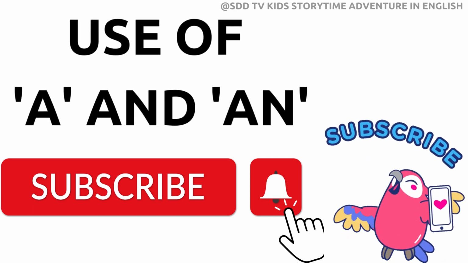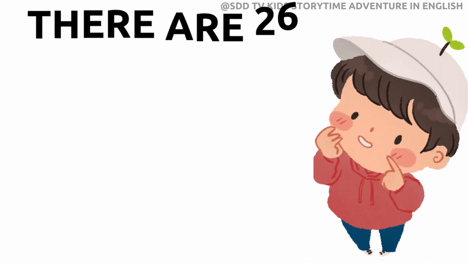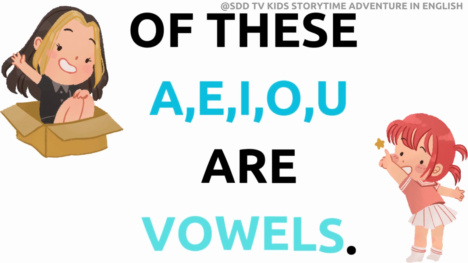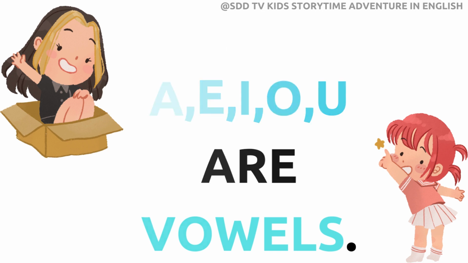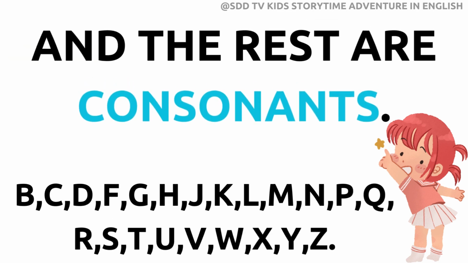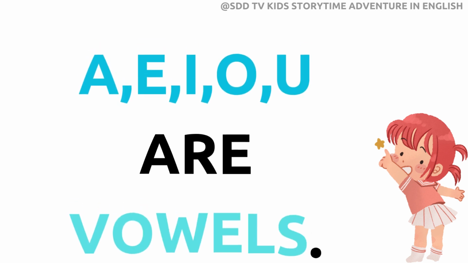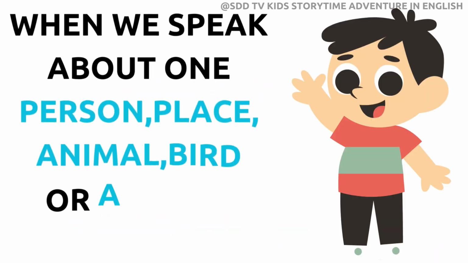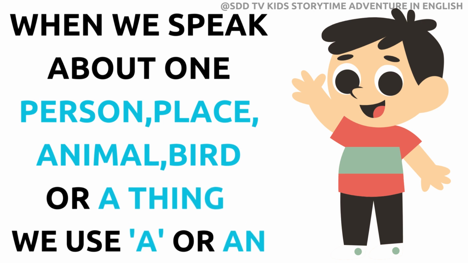Use of a and an. There are 26 letters in the English alphabet, A to Z. Of these, A, E, I, O, U are vowels, and the rest are consonants. A, E, I, O, U are vowels. When we speak about one person, place, animal, bird, or a thing, we use a or an.